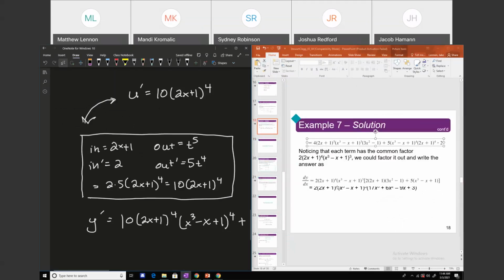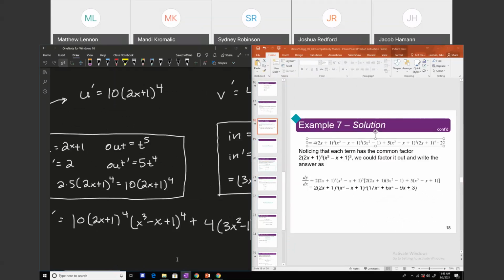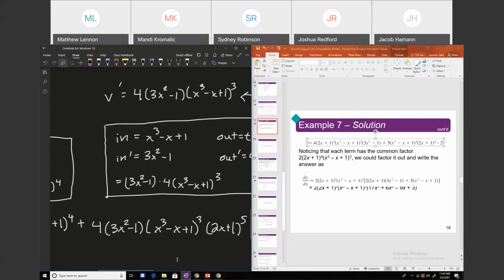So 10 is the second term here. They've got 5 times 2 still. So 10, they've got (2x plus 1) to the fourth, (x cubed minus x plus 1) to the fourth as well. So the thing that we were at first, they were at second. And then the first term, we have the 4, the (2x plus 1) to the fifth, (x cubed minus x plus 1) to the third, and 3x squared minus 1. So it matches perfectly with just stuff shuffled around a bit.